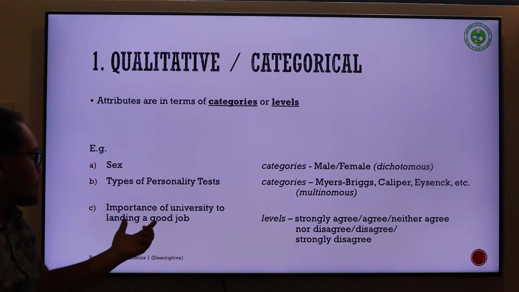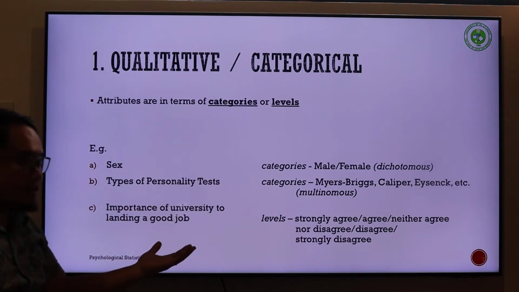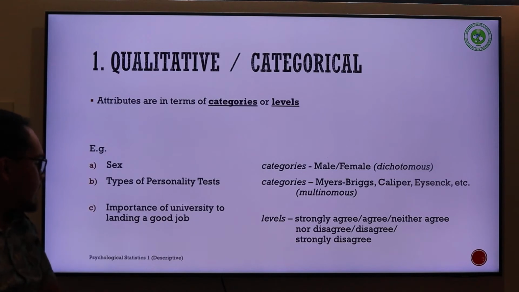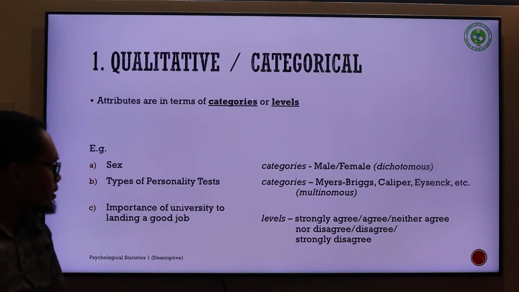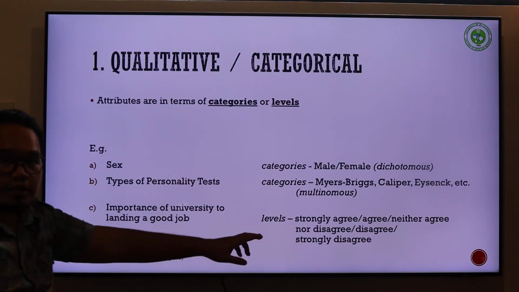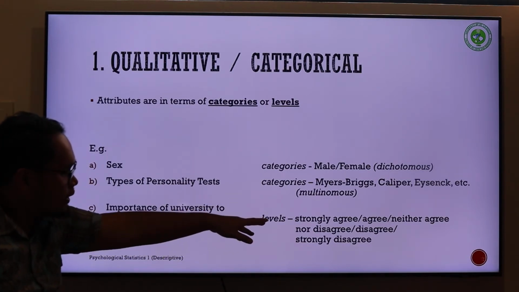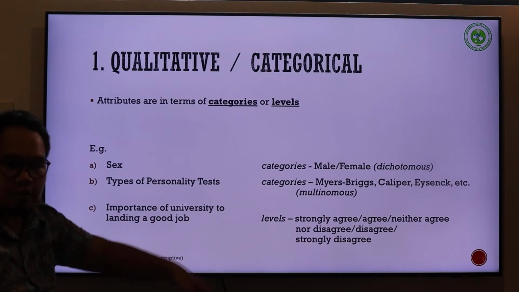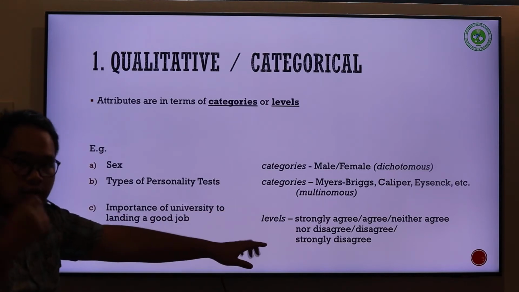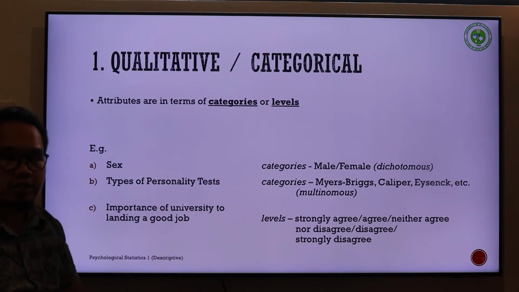Letter C, importance of attending a university to land a good job in the future. So this now is in terms of levels, since you're considering strongly agree, neither, disagree, or strongly disagree.